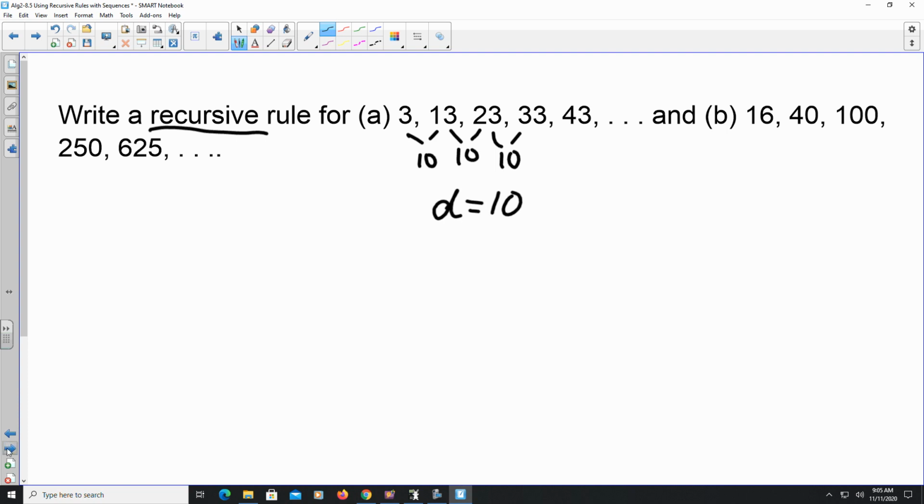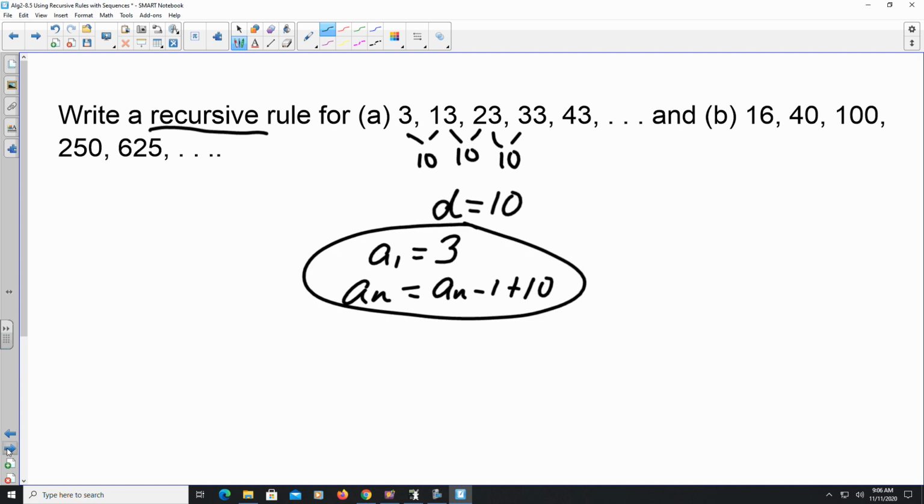Now, when we write a recursive rule, I need to know the first term here. So a sub 1 is equal to 3. And then the rule is going to be a sub n is equal to a sub n minus 1 plus the common difference, which is 10. And there's my recursive rule.